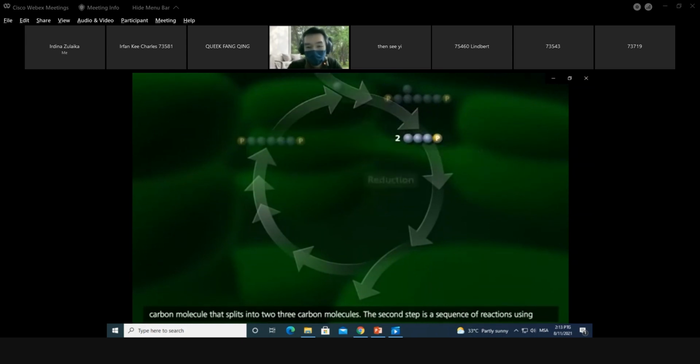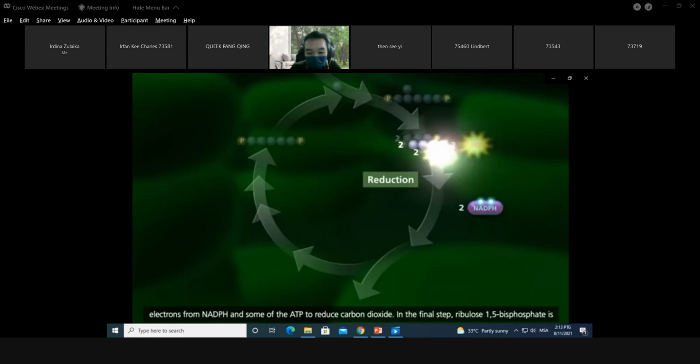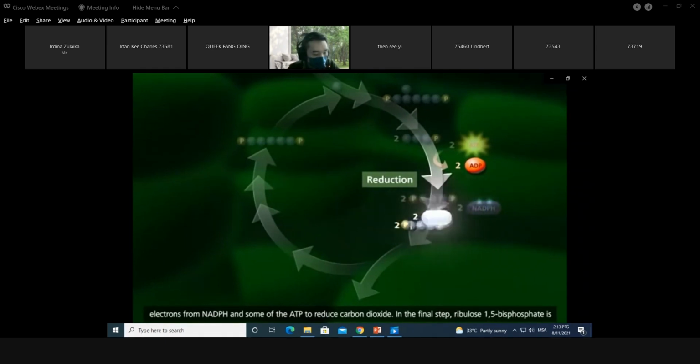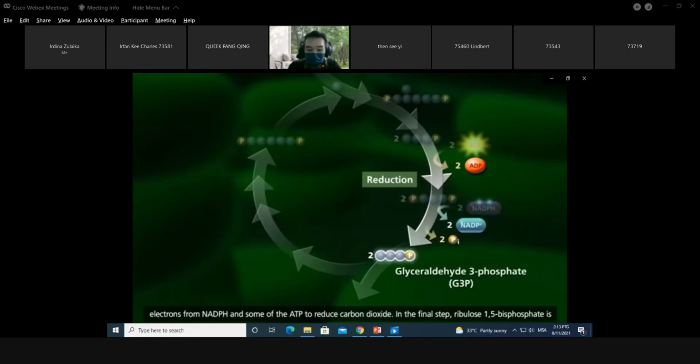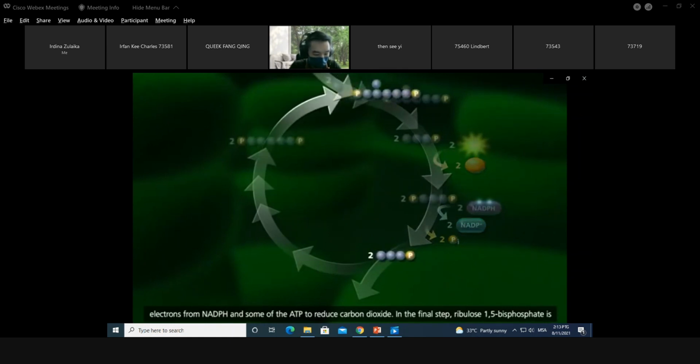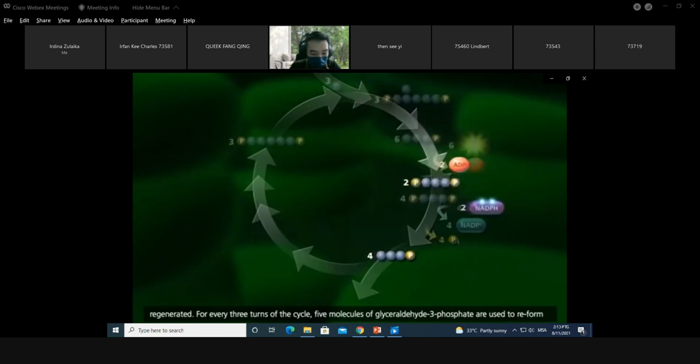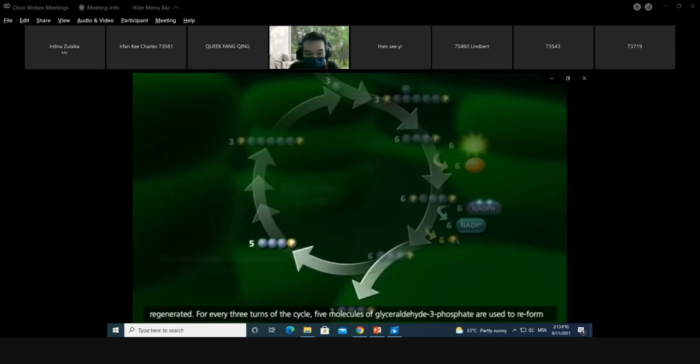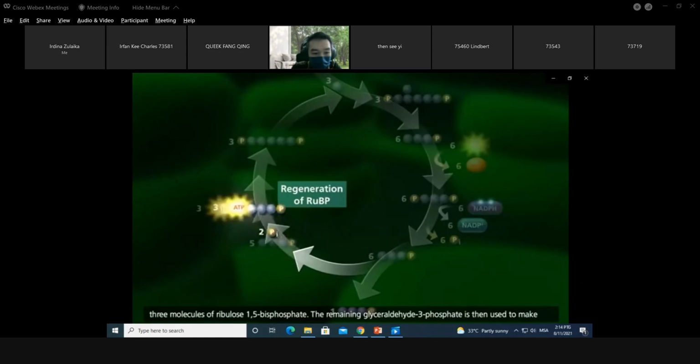The second step is a sequence of reactions using electrons from NADPH and some of the ATP to reduce carbon dioxide. In the final step, ribulose 1,5-bisphosphate is regenerated. For every 3 turns of the cycle, 5 molecules of glyceraldehyde 3-phosphate are used to reform 3 molecules of ribulose 1,5-bisphosphate.